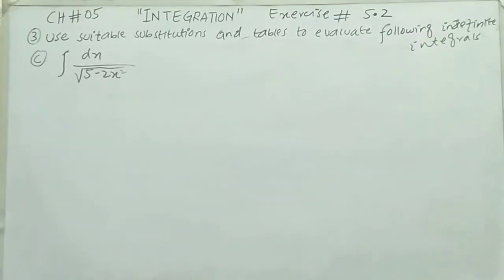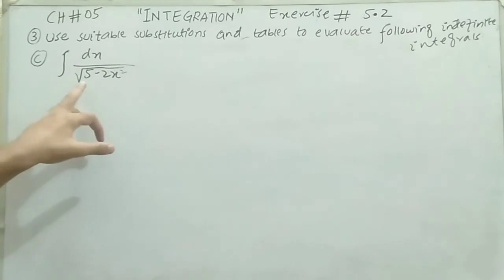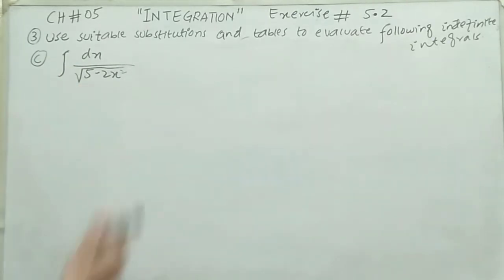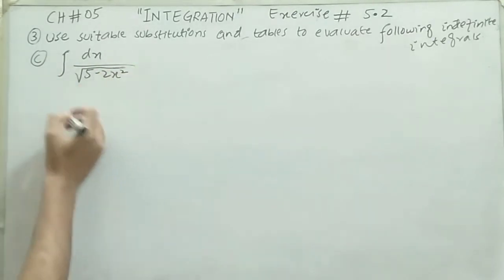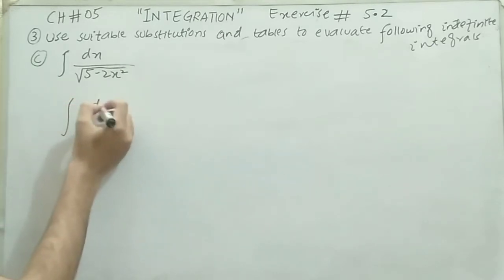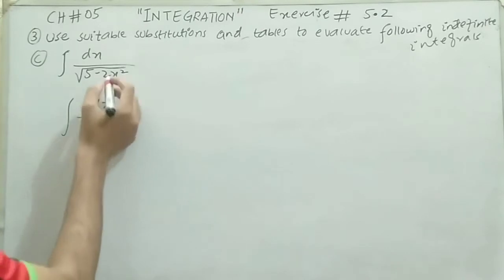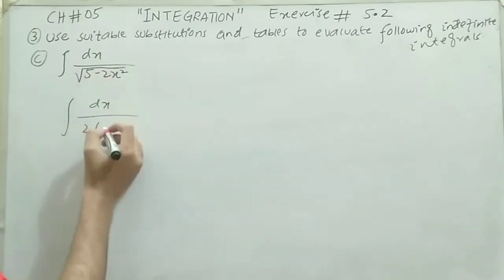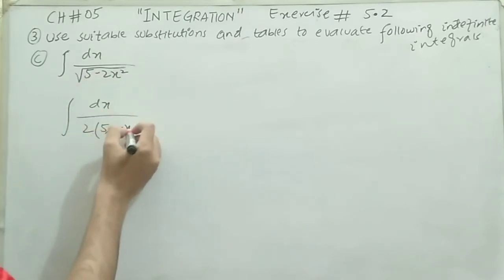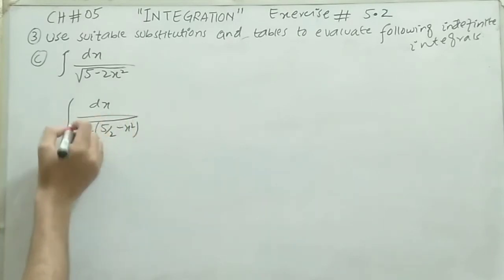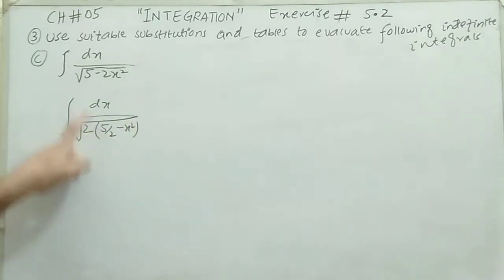Now move toward part number C. It asks for the integral of dx divided by the square root of pi minus 2x square. How can we solve this type of integral? We can solve it by this method: dx divided by, we will take out 2 common inside the root, so we are left with pi divided by 2 minus x square, whole under the root. Because this 2 is cancelled out, we are just left with pi.